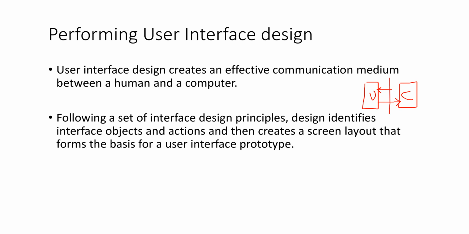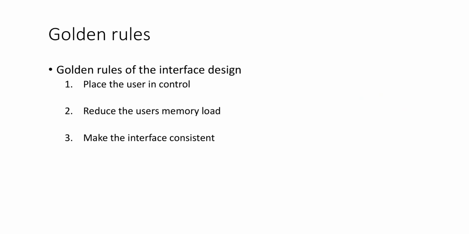These rules are called the golden rules of interface design, and there are three. The first rule is to place the user in control. The second is to reduce the user's memory load, and the third is to make the interface consistent. If you are under control, if the design does not govern you, it means the user is governing the design. What he wants to see, he is able to see on the screen. This is what it actually means.